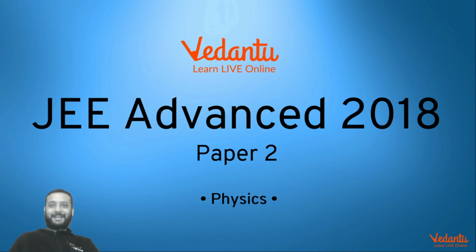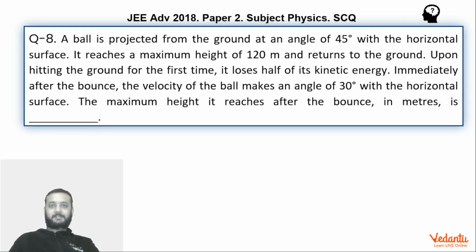Hi dear students, let's see this question that came in JEE Advanced Paper 2 Physics in the year 2018. The question is fairly simple from the topic of projectile motion. Although some of the students did this question wrong because they assumed something which was not given in the question. So let's see what's happening over here.